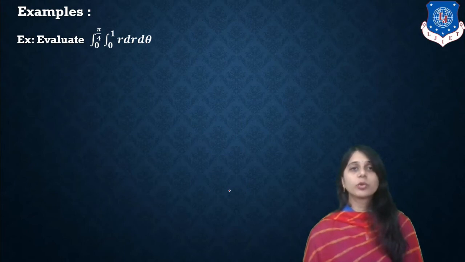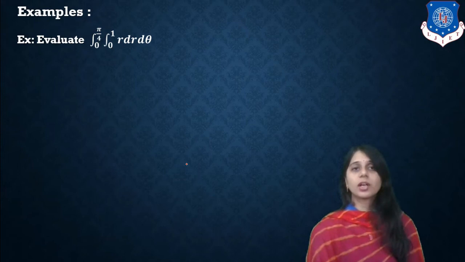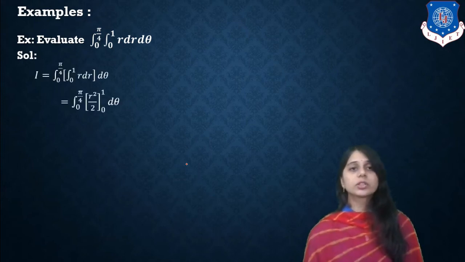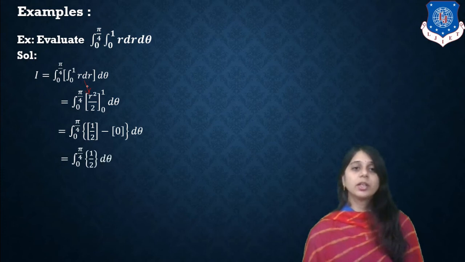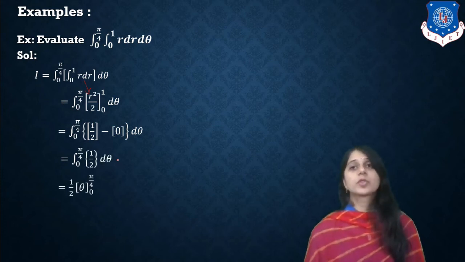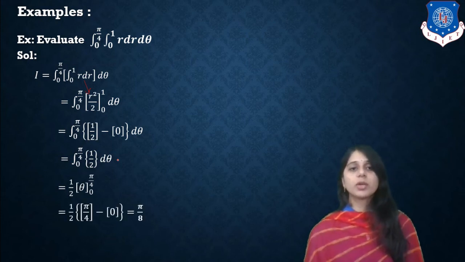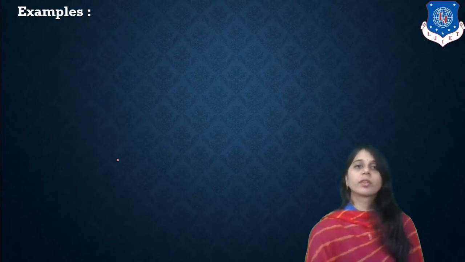Evaluate the integral from 0 to pi by 4, 0 to 1, of r dr d theta. In that case, we take it as I. First we integrate with respect to r, so the integration of r is r square by 2. Put the upper limit and lower limit, and we get 1 by 2 d theta. The integration of 1 by 2 d theta is theta by 2. So put the value pi by 4 minus 0, and we get pi by 8 as the answer of the integration.